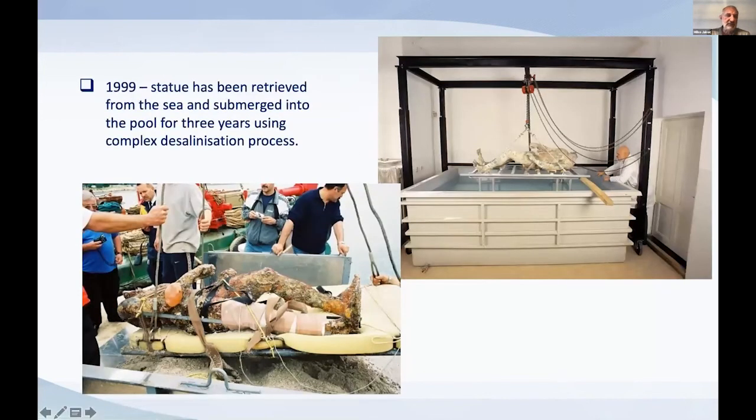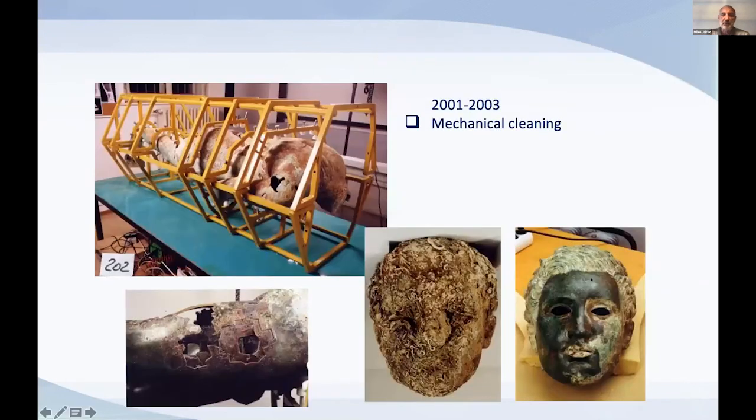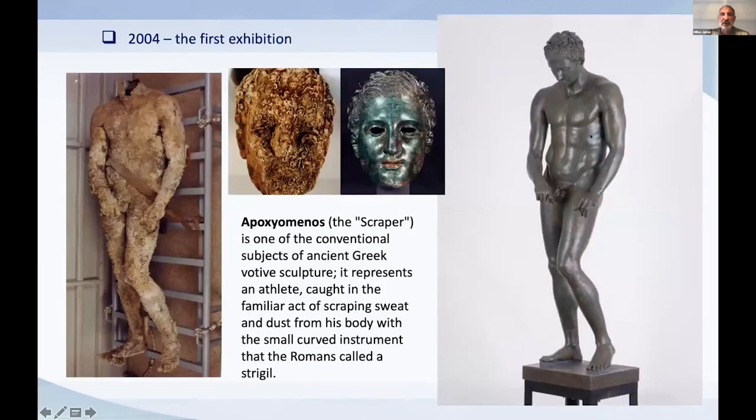And after several years, the statue was removed, and then it had to be restored. First 3 years in a desalinization process in order to maintain the structure of the bronze. And then later on, by mechanical polishing, they succeeded in making the original shape, which is wonderful. And this statue is today exposed on the island of Lošinj in a dedicated museum.